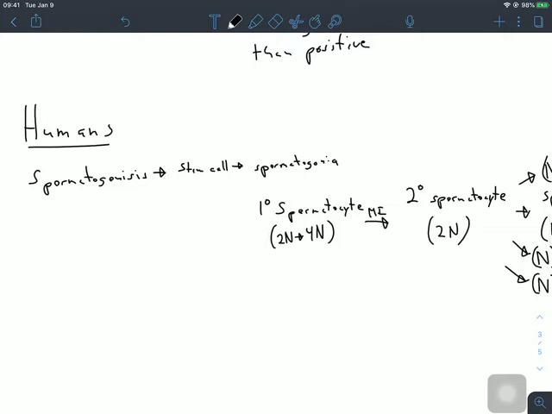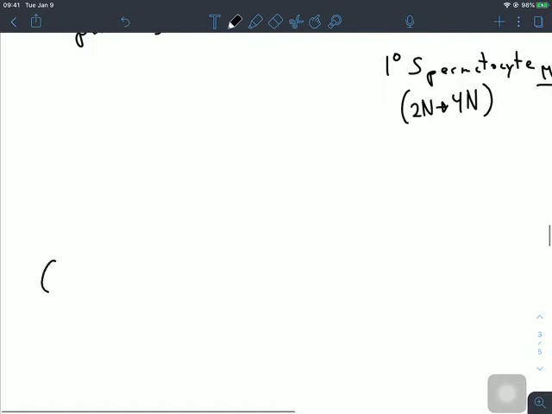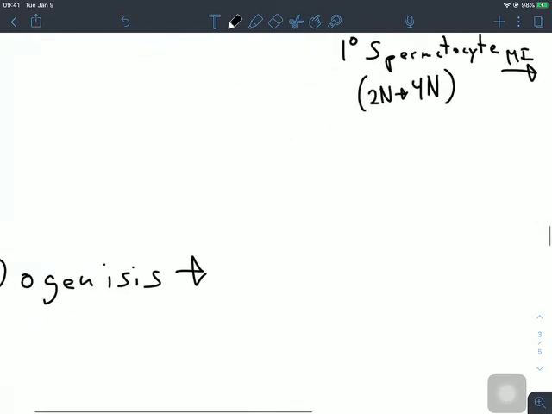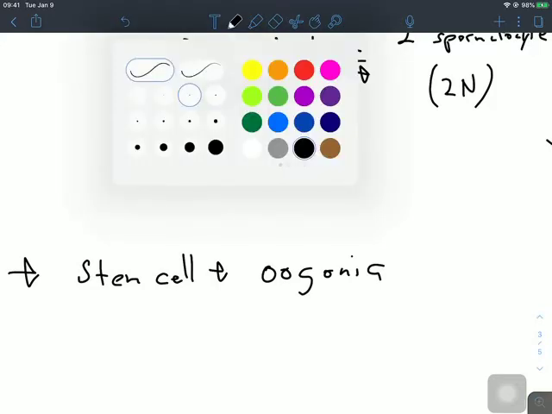This is most certainly not the case in egg formation, or oogenesis. Just like in spermatogenesis, you always begin with the stem cell for this. The stem cell for eggs is the oogonia. The oogonia is what you have at birth.